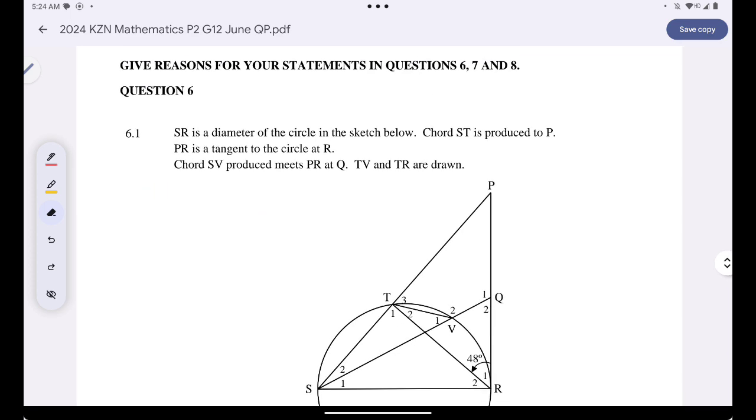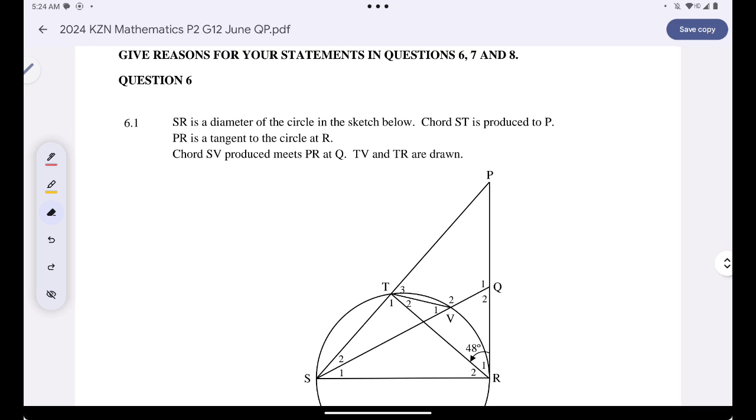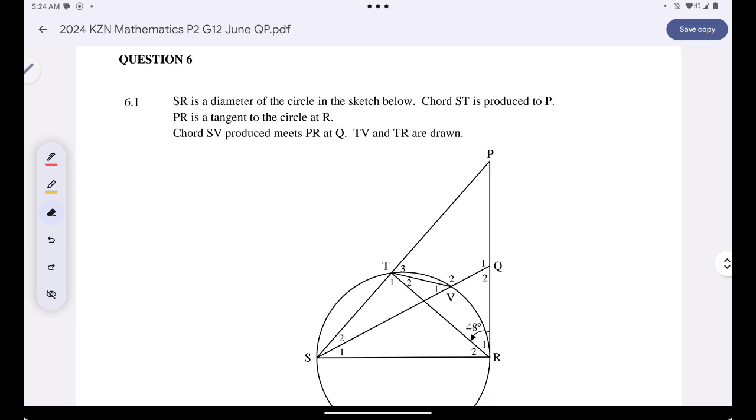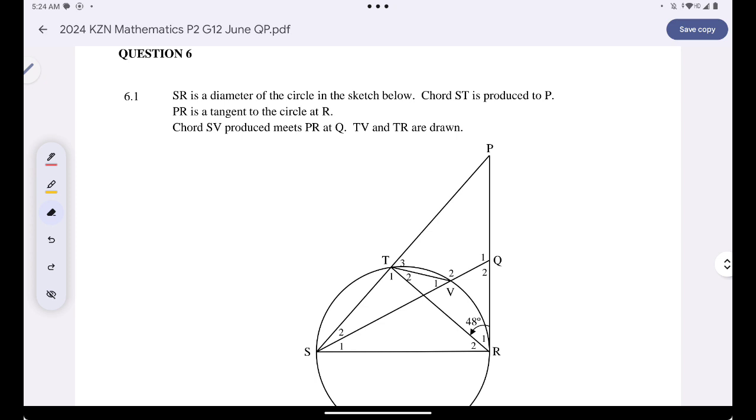Okay, let's work. Question 6. I'm told that SR is the diameter of the circle in the sketch below. Immediately when I'm told about the diameter, two theorems should click into my mind. A diameter should subtend an angle of 90 degrees at the circumference. Another one is that a diameter is always perpendicular to a tangent. Are you together? So I know this should be 90. If PR is a tangent, that means it should be 90 even here. So what did they say? PR is a tangent to the circle at R.